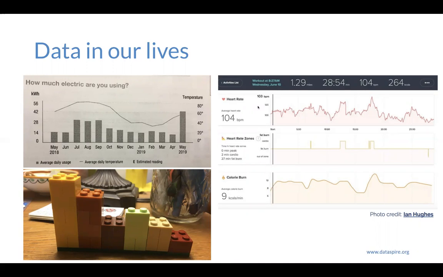And then there's the obvious of we have devices that are often collecting data on us at all times. And so we're constantly being presented with different kinds of data and different ways to visualize data.